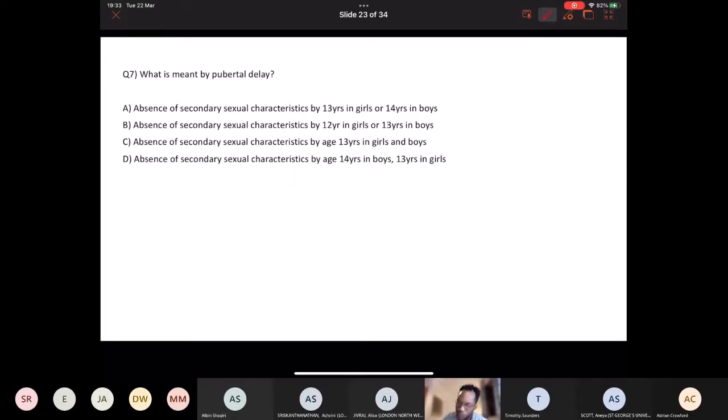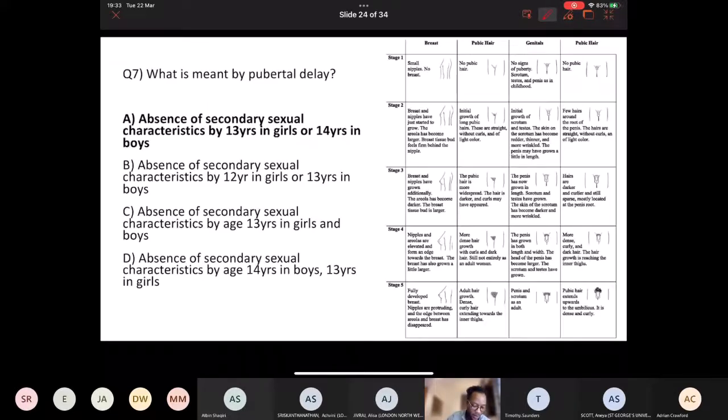It's question 7. So 50% say A, 25% say B, and the rest say C. No one's saying D. So A is correct, and of course D also is correct, I realise. There's one caveat here. If there's anyone here from the US, or from the Americas or the Caribbean, most of the literature in that part of the world will say 12 years for girls and 14 years for boys. But obviously we're in the UK, and the BMJ says it's 13 for girls and 14 for boys.